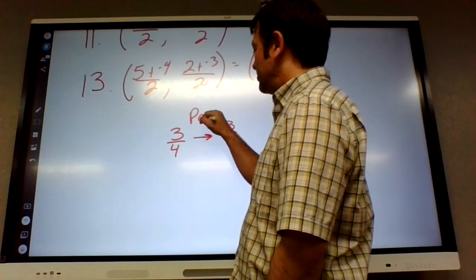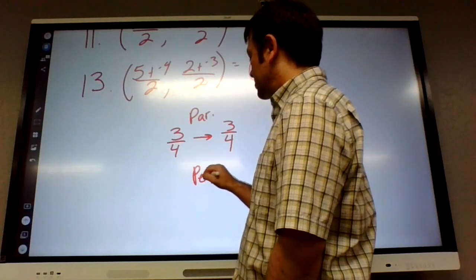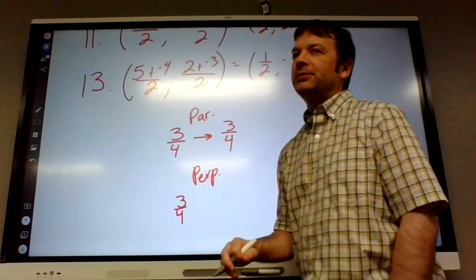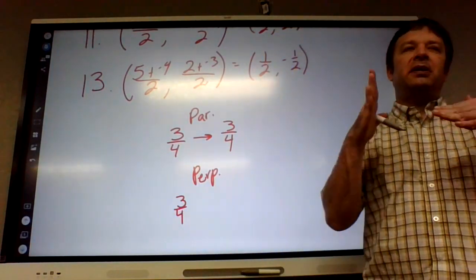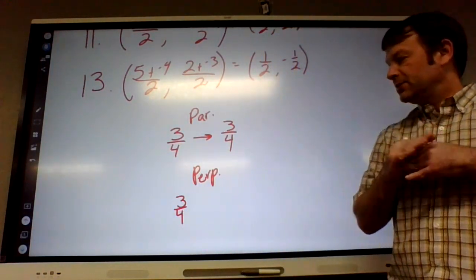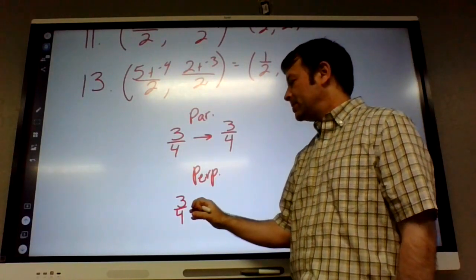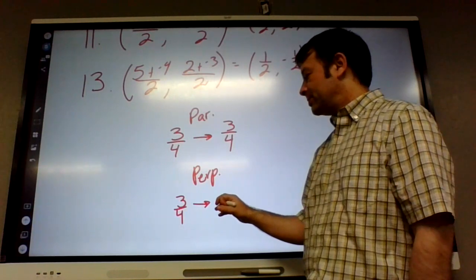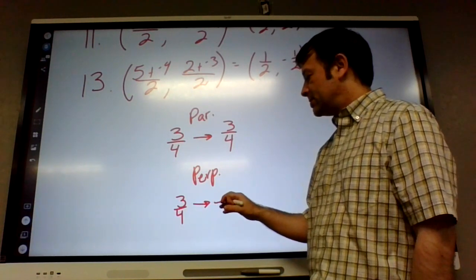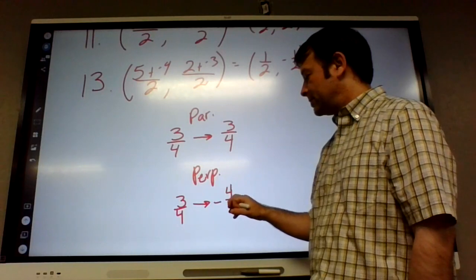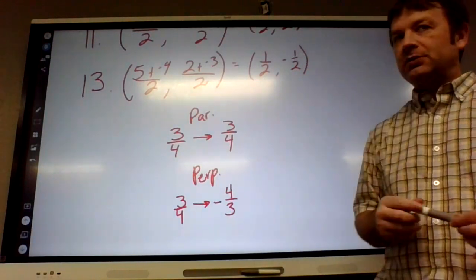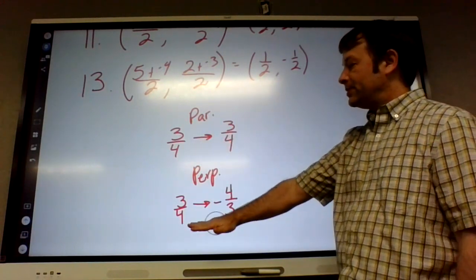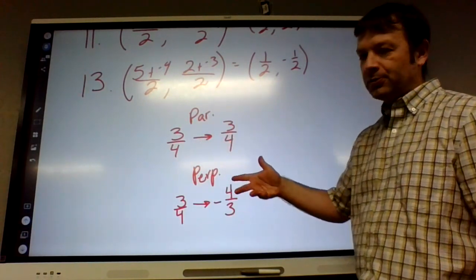What do we know about slopes of perpendicular lines? What are perpendicular lines? They intersect at a 90-degree angle. So what do we know about the slopes of perpendicular lines? Opposite reciprocals. So that means negative 4 over 3, and flipped, 4 over 3. So if lines are parallel, they have the same slope. If lines are perpendicular, they have opposite reciprocal slopes.